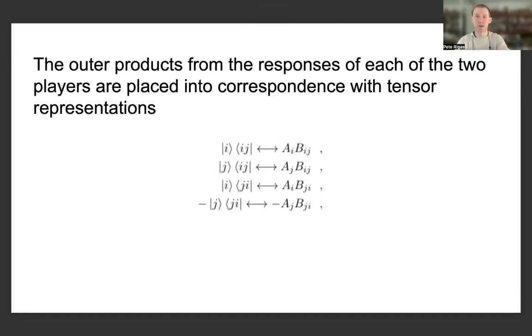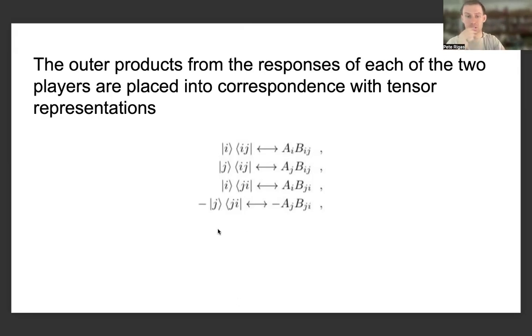And the outer products from the responses of each one of the players are placed into correspondence with the following tensor representations. So again, we have these outer products, given in the left-hand column on the slide, as well as these products of tensor representations, which correspond to the possible set of responses that Alice and Bob can provide to questions drawn from the referee's probability distribution, which are indexed by little i and little j.